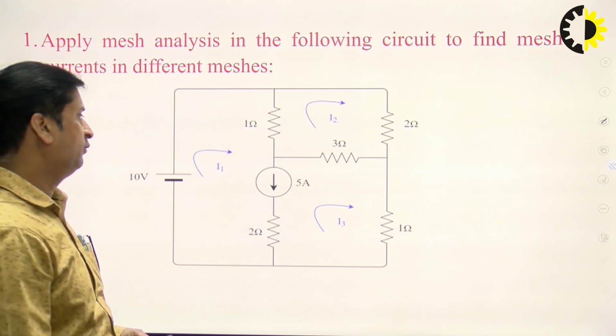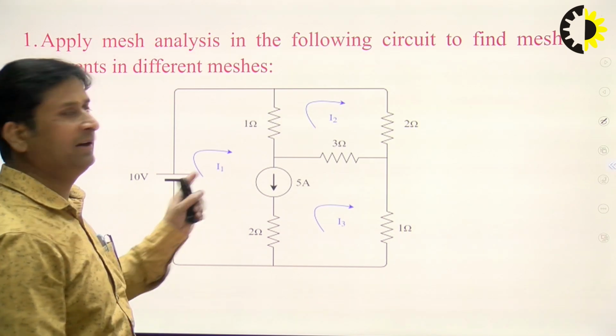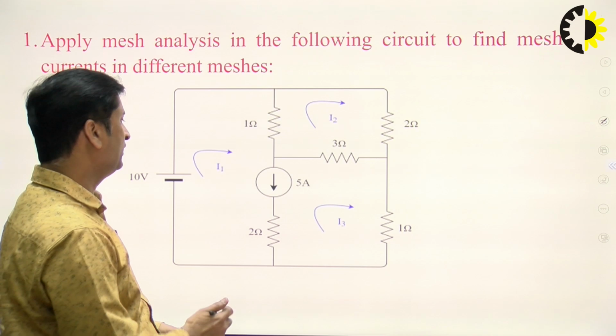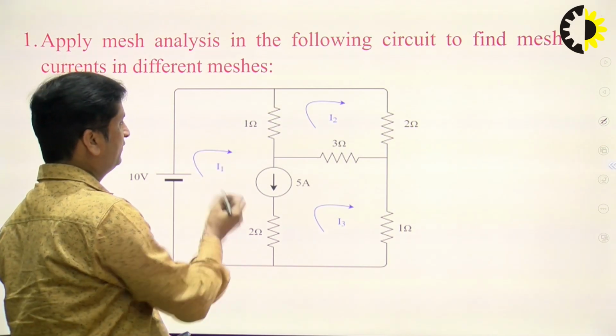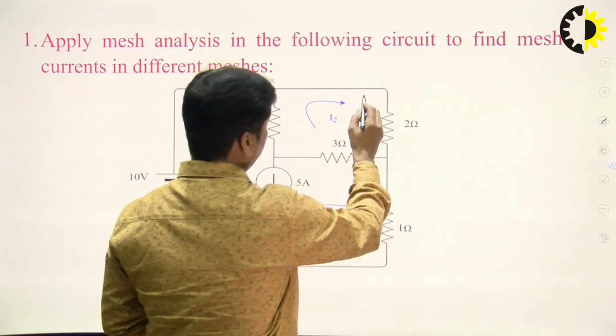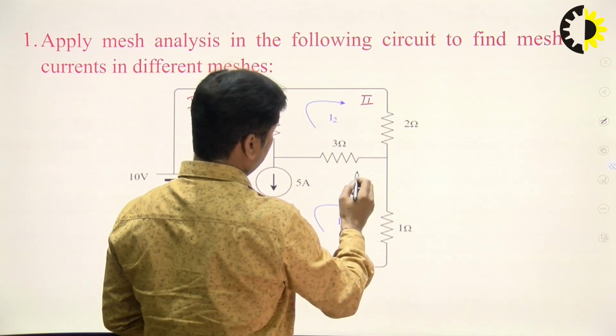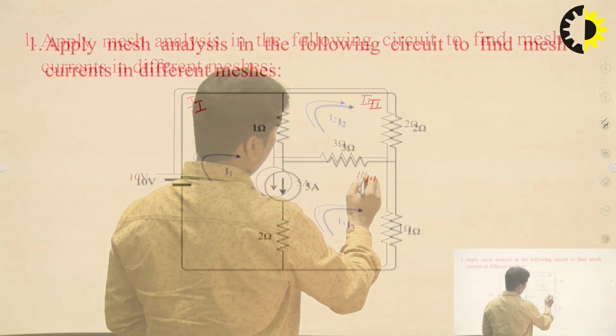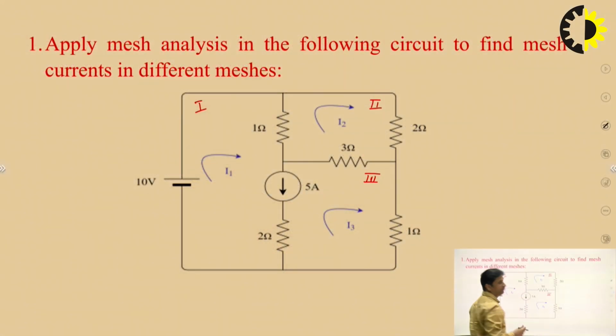First of all, we have to consider how many meshes there are. You can see that we have three meshes. This is mesh number one, mesh number two, and this is the third mesh. And we all know what a mesh is. A mesh is actually the smallest loop. So let us solve this question with the help of mesh analysis.